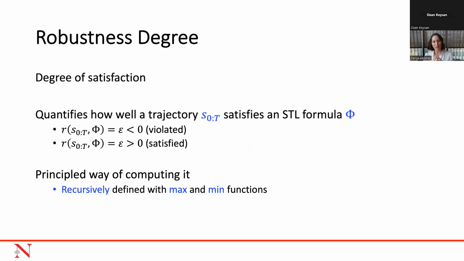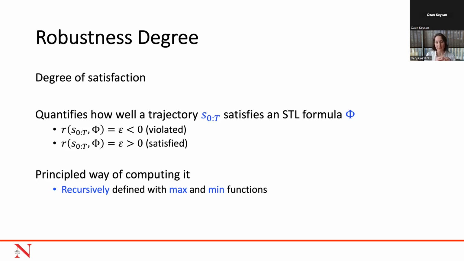So one very powerful and different thing about STL from the other specification languages is it has a notion called robustness degree, or degree of satisfaction. For example, in other languages, one can say in a binary fashion whether you satisfy it or not. But with STL, we can actually quantify how well the system or the trajectory satisfies the formula. So this is called the robustness degree. If the robustness degree is negative, it means that it's a violation. If it is positive, it means satisfaction.